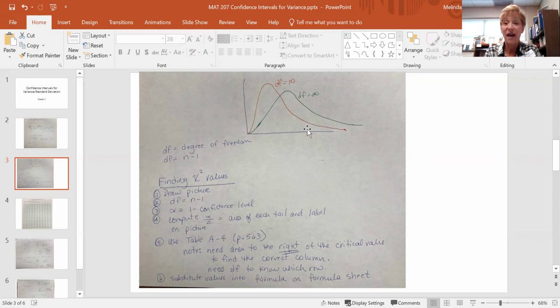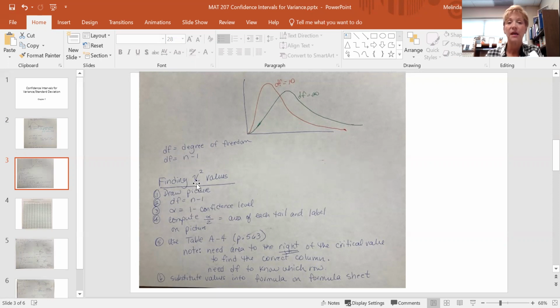So when you have to find these chi-squared values, the first thing you're going to do is draw a picture. Now, what do I mean by draw a picture? Well, what I mean is you're going to draw a chi-squared picture. So again, it's going to be kind of like a normal curve, but the right tail is going to be longer than the left tail.